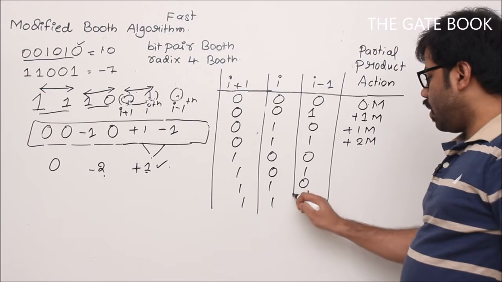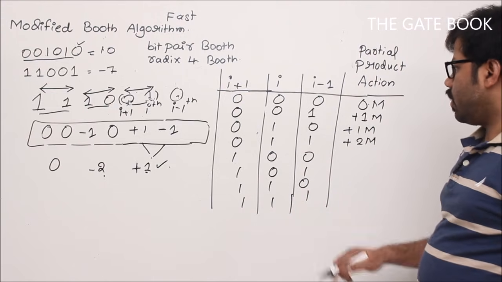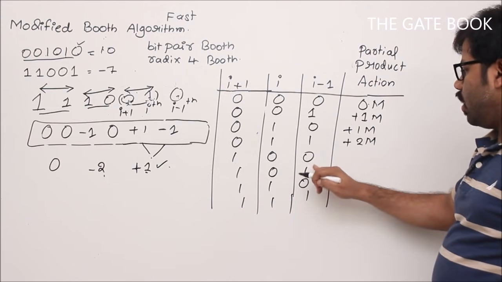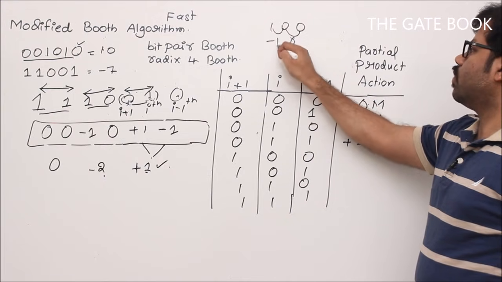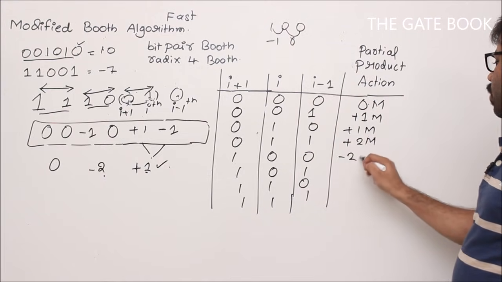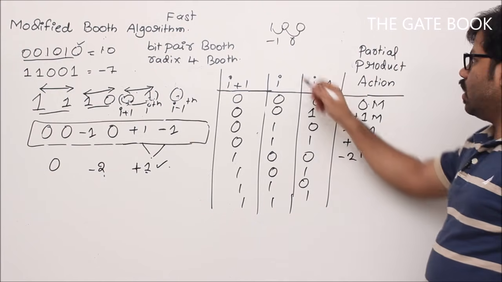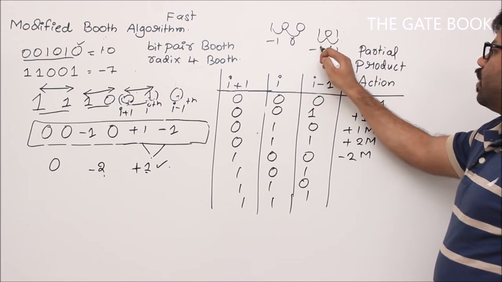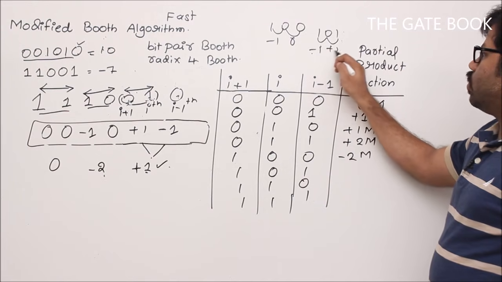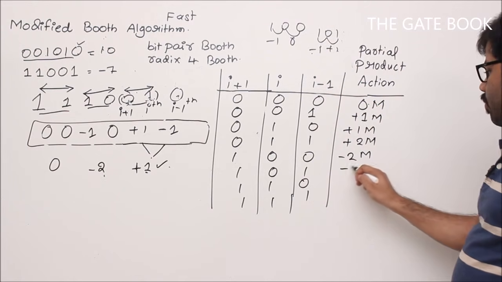Now 1, 0, 0, 1, 0, 1, 1, 1, 0, 1, 1, 1. I have to cover. Okay, let me cover them. So let us start with 1, 2, 3, 4. 4 are done. Now remaining 4. 1, 0, 0, 0, 0, 0, 0, 1, minus 1. Minus 1, 0 means minus 2m. You know that, right? By this time you should have experience. 1, 0, 1: 1, 0 plus 1, 0, 1, minus 1. So minus 2 plus 1, minus 1m.